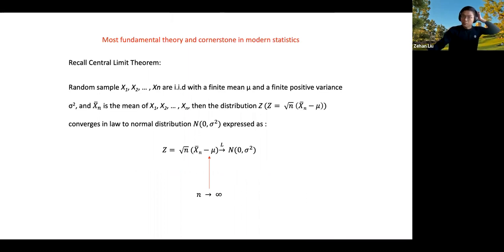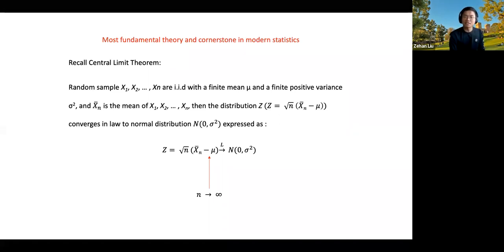The central limit theorem is the most fundamental theorem, and it is a cornerstone of modern statistics. So let's recall the central limit theorem first. The random sample x1 to xn are IID with a finite mean mu and a finite positive variance sigma square, and xn bar is the mean of x1 to xn. Then the distribution of square root n times xn bar minus mu over sigma will converge in law to a normal distribution with 0 mean and variance 1. And the central limit theorem can be expressed as this.